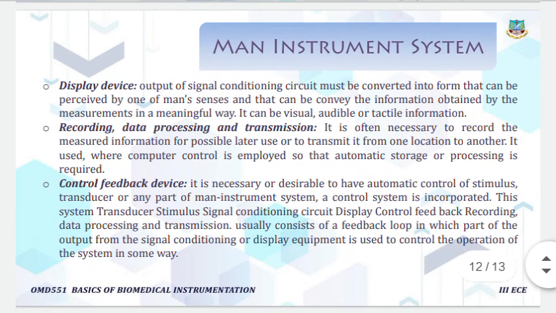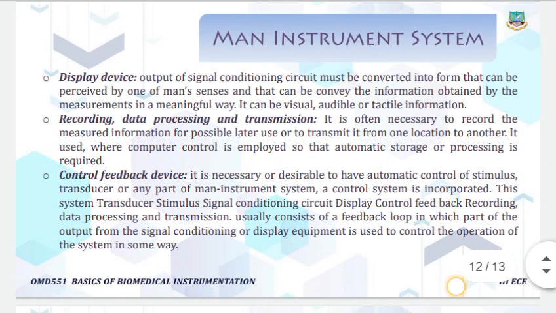Then the display device, that is the output of the signal conditioning circuit, just for the display of this. Okay. Next, recording, data processing and transmission. It is often necessary to record the measured information, so there is recording of the data and transmission.